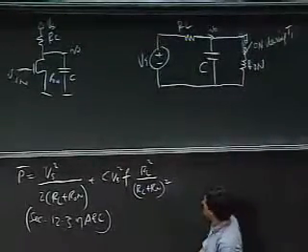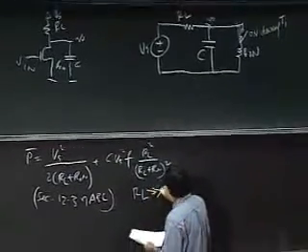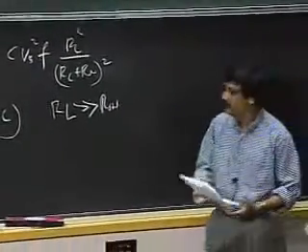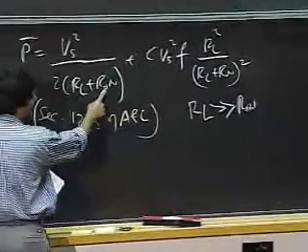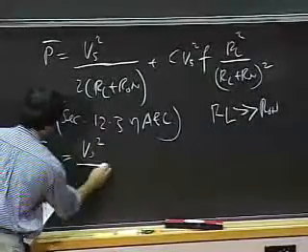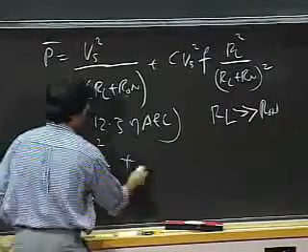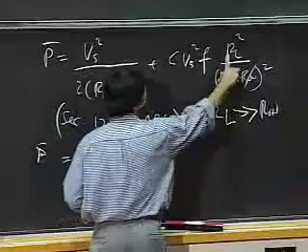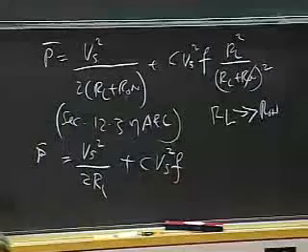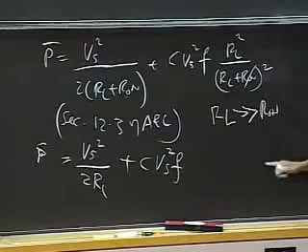Let's take the specific situation where RL is much greater than Ron. If RL is much greater than Ron, then I can ignore this Ron here. And I get this. And out here, if I ignore Ron, then RL and RL cancel out, and I get C Vs squared F. So if I ignore Ron compared to RL, this is the expression I get.